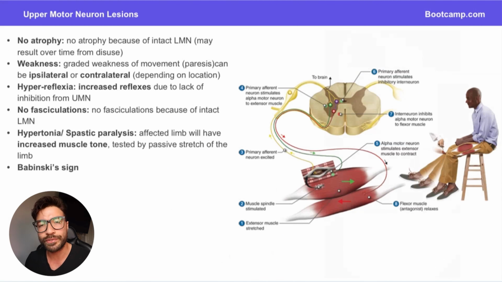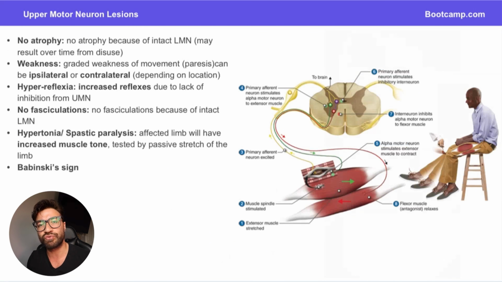Now, what happens when we have an upper motor neuron lesion? Let's look at these side effects one by one and compare them to lower motor neuron lesions. So we're not going to see any atrophy, and this is because that lower motor neuron is still intact. You're still going to have that signal coming from the lower motor neuron and stimulating that muscle fiber. So you're not going to see any atrophy.